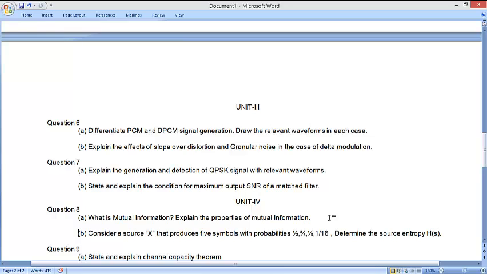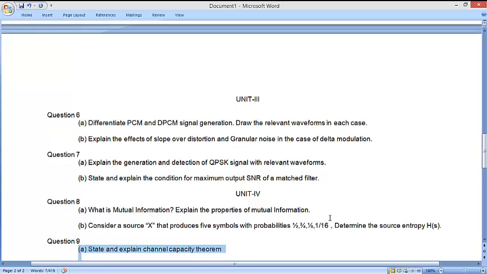Next question is, consider a source X that produces 5 symbols with probabilities 1 by 2, 3 by 4, 1 by 8, 1 by 16, and determine the source entropy. For this you have a formula for the entropy, H(X) equals the summation of p(x) times log 1 by p(x). Here we have 5 probabilities, so the summation will be from i equals 1 till 5, and you have to calculate the value of H(X).